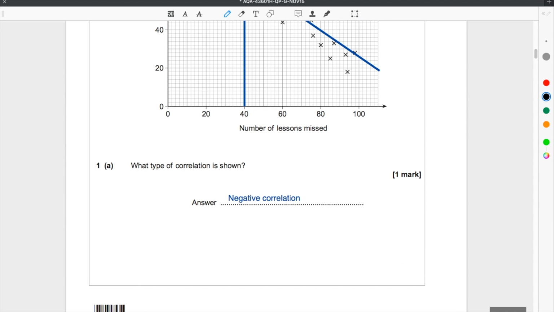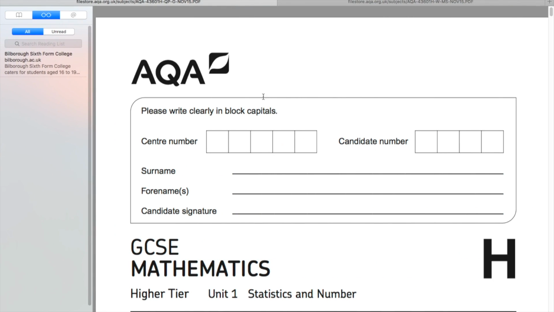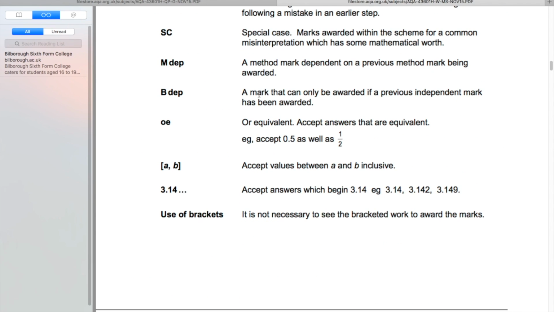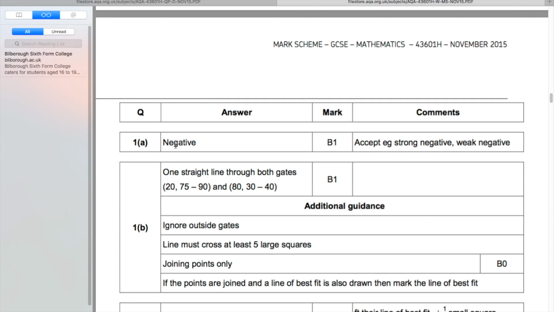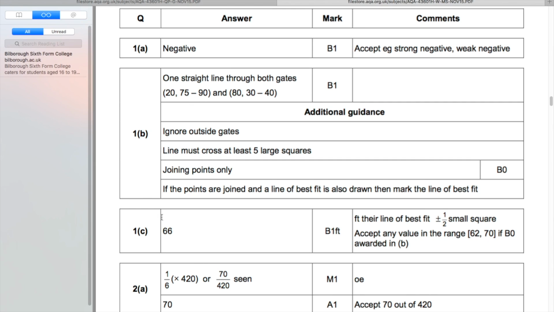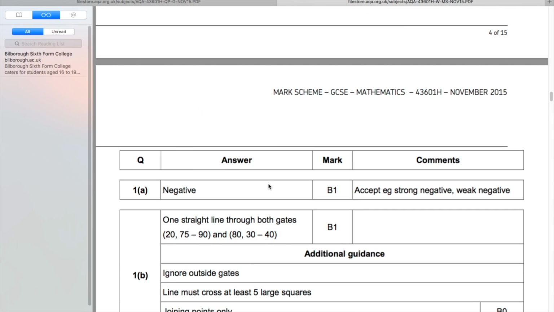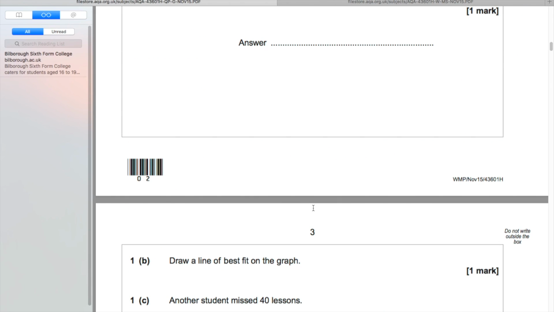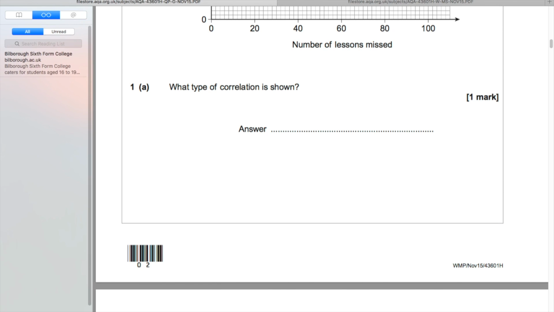And what I would always do is get the mark scheme up so that you can easily check that you've got those questions correct. And this is the best way to go through exam papers. So we look at question 1a, negative correlation, so we're right there, straight line through there, and 1c, 66 exactly was a number that they said you could have, and the range is 62 to 70, so that's absolutely fine. So that would be question 1, okay? Okay, so there we go.